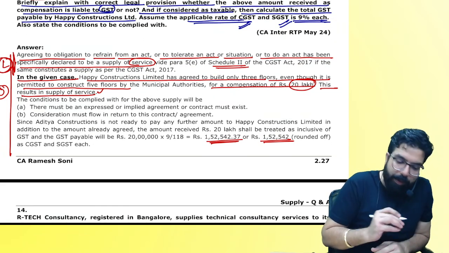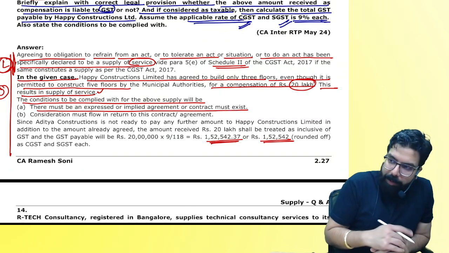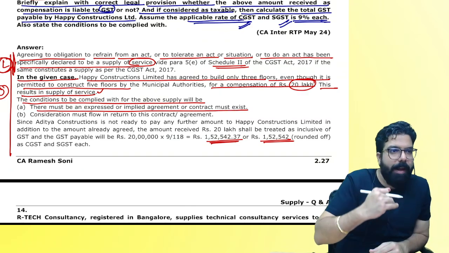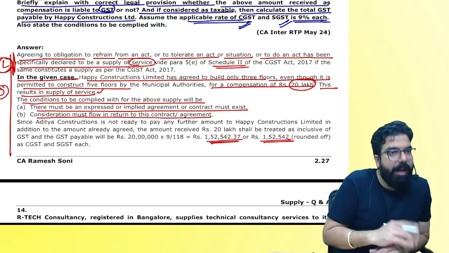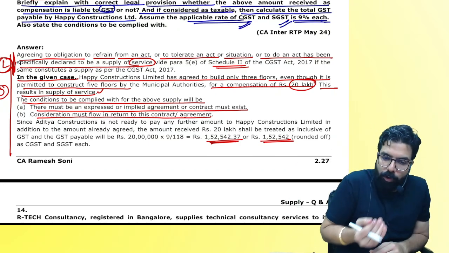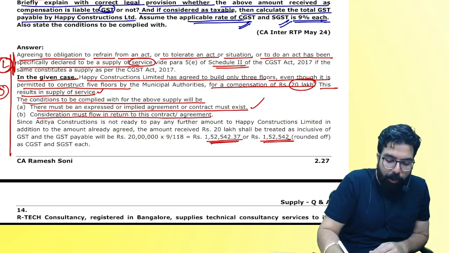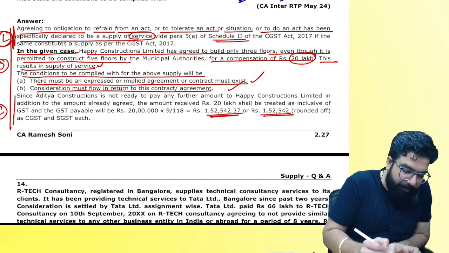Sure, everyone? Then, the conditions to be complied with: there must be an express or implied contract. There must be a contract. Secondly, consideration must flow from the agreement. There should be a contract between me and him, and there should be a consideration. Are both of them there? Yes. And hence, conclusion.